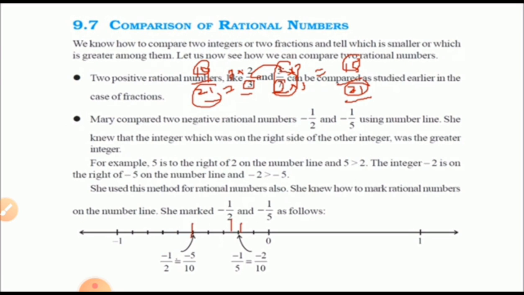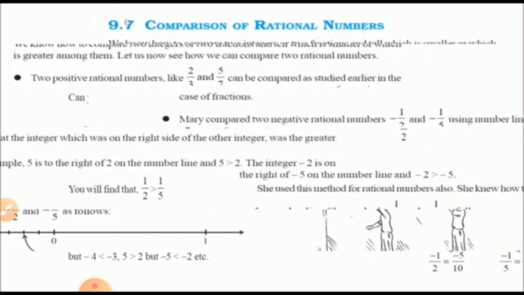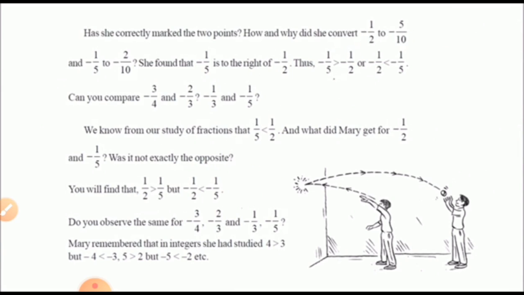If one is positive and one is negative, you can say the answer immediately: a positive number is always greater than a negative number. But whenever both are negative or both are positive, you have to decide which is greater by converting the rational numbers into equivalent fractions with the same denominator. Both denominators remain the same. Clear? So we can say minus 2 upon 10 and minus 5 upon 10 have the same denominator. Here, look at the picture.